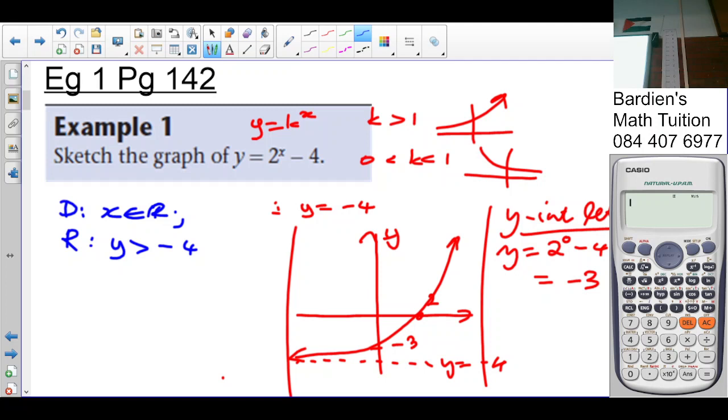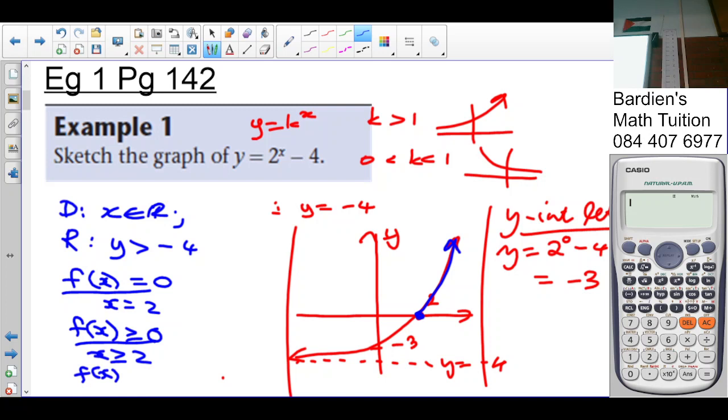Next. We say that it is increasing. What's the next thing we normally ask? More than and less than. Where's f of x equal to 0? At 2. Where's f of x greater than or equal to 0? That's this part of the graph, not so? So that would be x is more than or equal to 2. Where's f of x less than 0? That's this part of the graph here, not so? X is less than 2.